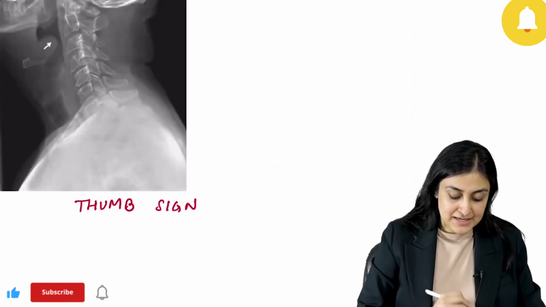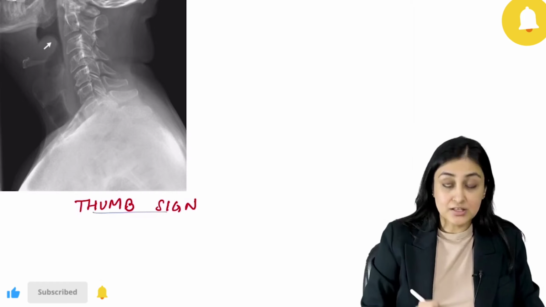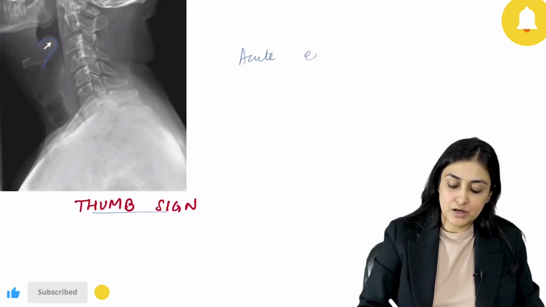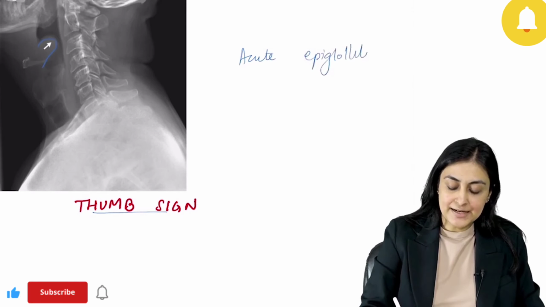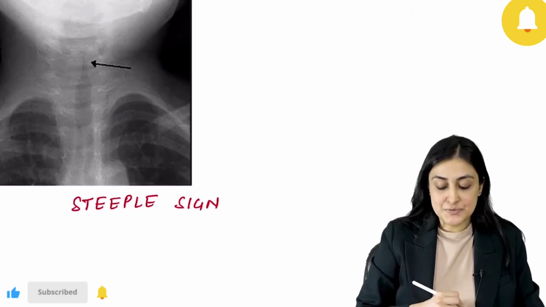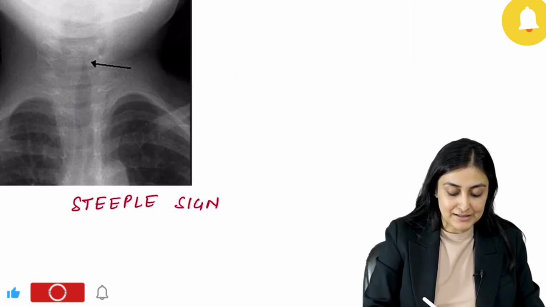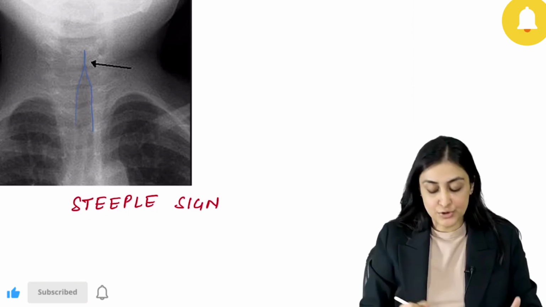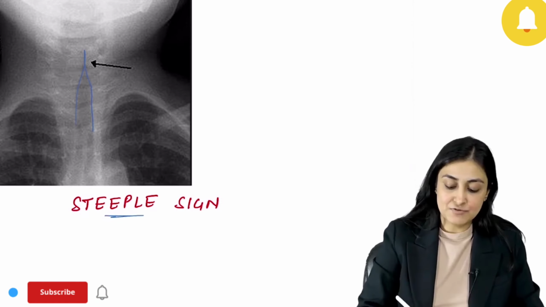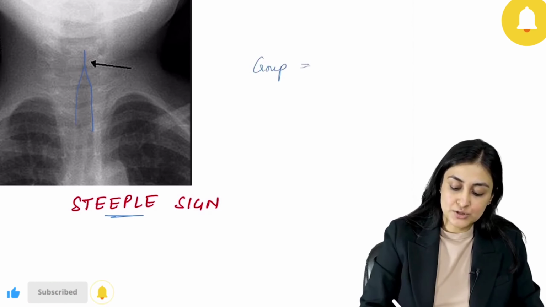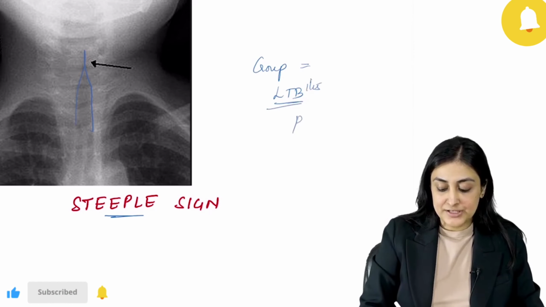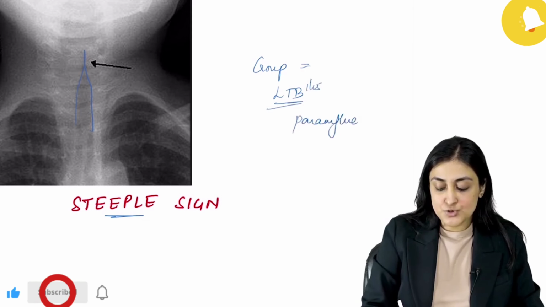Going ahead, what do we see here? So here, what do you see? You see the thumb sign, which is basically the inflamed epiglottis bulging into the airway. So thumb sign, remember, will be seen with acute epiglottitis, right? On the other hand, in a similar upper respiratory tract infection, when you have the airway basically narrowing like this, it forms this steeple that you see on top of churches. This is the steeple sign which is seen with croup, or laryngotracheobronchitis, which is basically associated with parainfluenza virus most commonly, right?